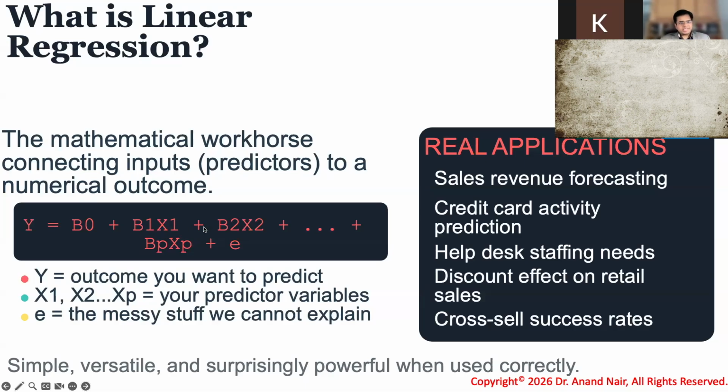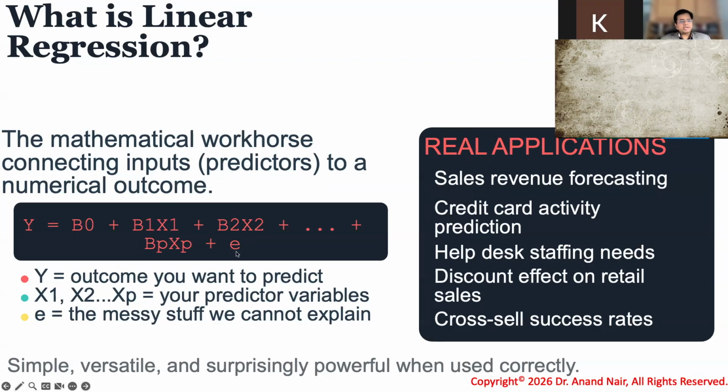Inputs are all these x1, x2, x3, all these variables that can result in some outcome. Right, so real applications could be sales revenue, it could be the price of a smart TV, like our example case that we have in the readings, credit card activity prediction, etc. And y would be that outcome, but X will be all those factors, all the predictors that can result in it.